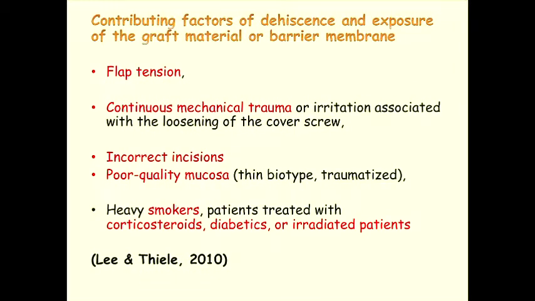What is the contributing factor? We know that in periodontitis, we all know about tension. Don't tighten that. So you give it the chance to rest. When you do your suturing, just don't put too much tension on it. Okay? Too much trauma to the tissue itself, irritation, incorrect incision, poor quality mucosa, a very thin type, like for example in the anterior, you have to be careful about that.